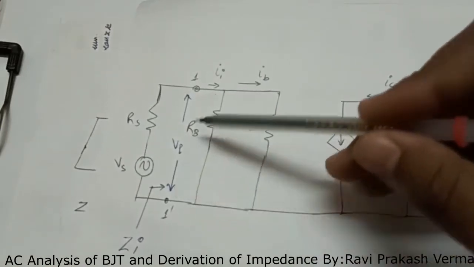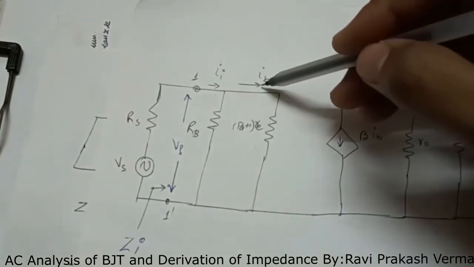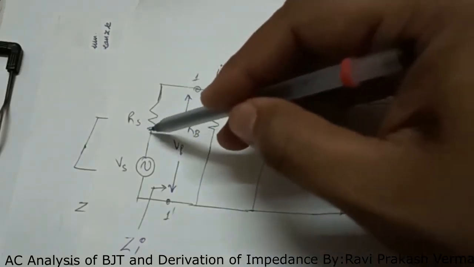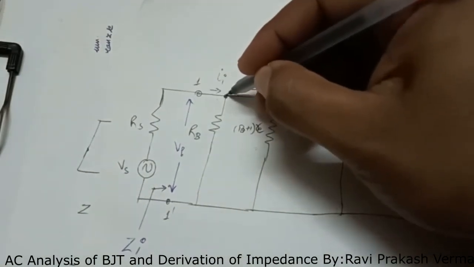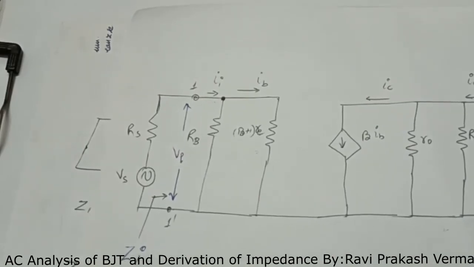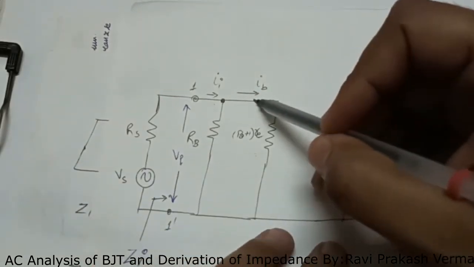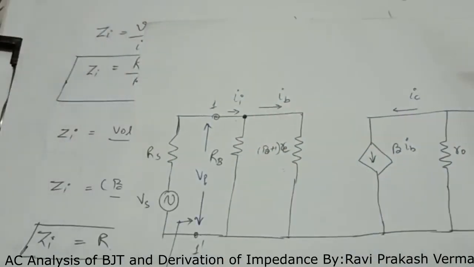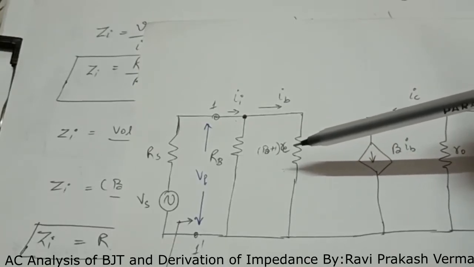We also know that input impedance is the voltage drop upon this Ii. There is a total current Ib that is flowing through this resistance (beta plus 1) Re. There is one current flowing through Rs and one current flowing through Rb. According to KCL, the current entering a node is equal to the current leaving that node. From the current divider rule, we can say that the current Ib is across this resistance (beta plus 1) Re.